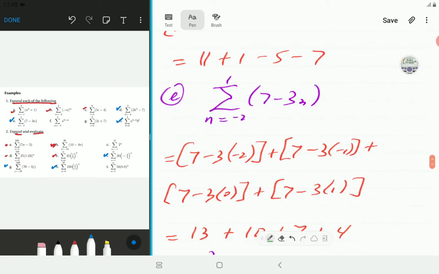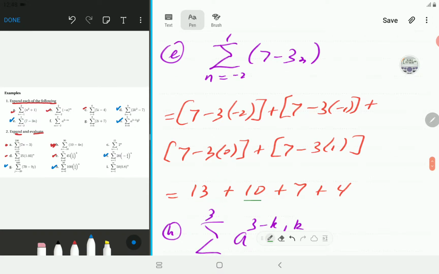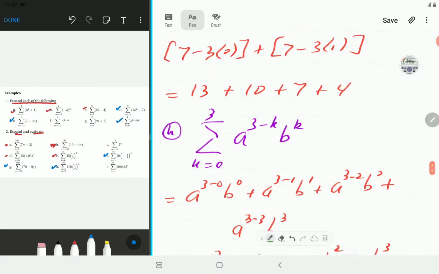For E, the function is 7 minus 3n. We are summing up from -2 to 1. So when n is -2, this is going to be the expression. And for n is -1, n is 0, and the last one when n is 1. These work out to 13 plus 10 plus 7 and plus 4.